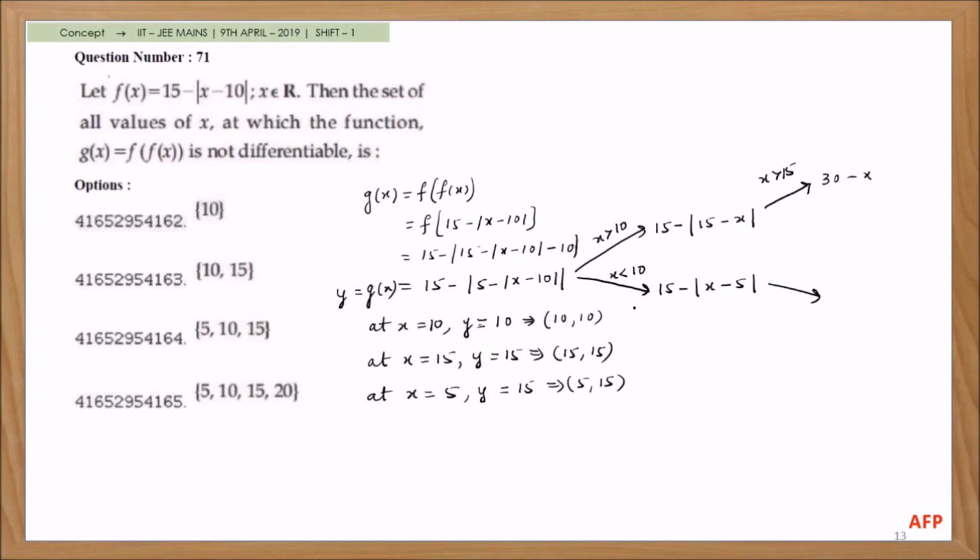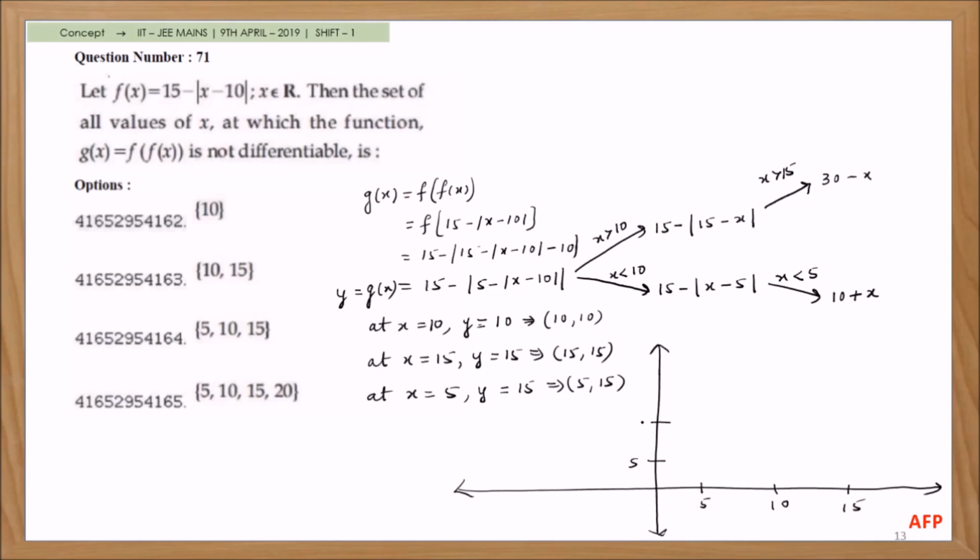And here one more, so if x is less than 5, this equation will be reversed. If this equation is reversed, then what you are going to get, 15 minus 5 plus x. Okay, so 10 plus x you are going to get, so this is the equation you are having. So to this we will draw the graph. Here we will mark 5, here we will mark 10, and here we will mark 15.